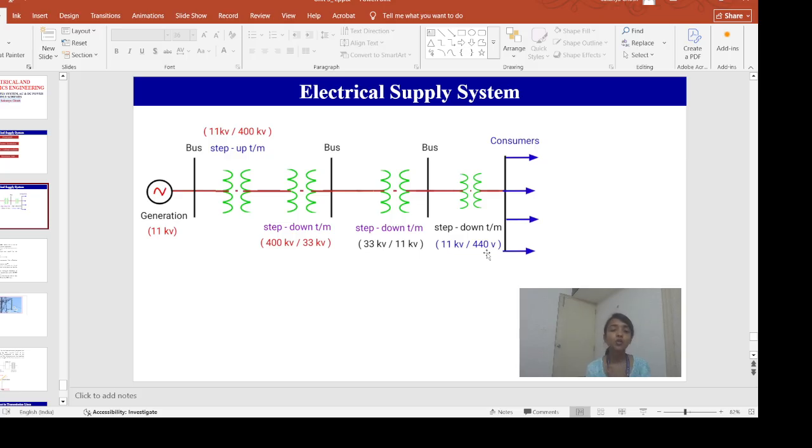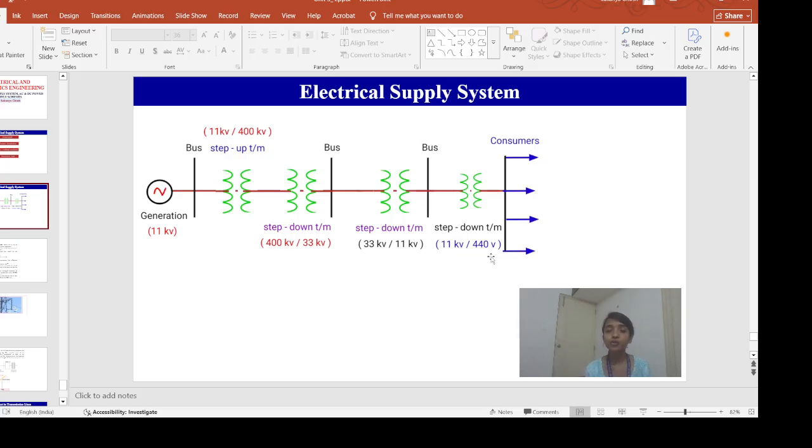This 440 volt is usually a three-phase system, three-phase four-wire system. We have already seen the single-phase and three-phase systems earlier. So in the three-phase 440 volt system, we have three phase wires and one neutral wire. And we know that in a three-phase system, the phase shift between any two phases is 120 degrees. So if you are measuring the voltage between any two phases in a three-phase 440 volt system, it will be 440 volt. And if you are measuring the voltage between one phase wire and the neutral wire, that will be 220 volt.